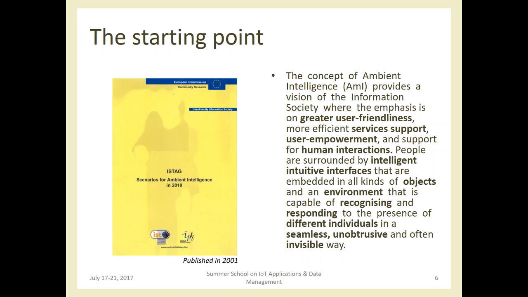Because this intuitive interface should be embedded in all kinds of objects, and not just some kinds of objects. They didn't have the name Internet of Things at the time, but basically they are describing that. They are describing something more than the Internet of Things. We saw that in the IoT definition, objects do have connectivity, do have addressing capability, can exchange data. Here, what they say is that objects can also offer user interaction. Objects can be the elements of user interaction. Objects are used, touched by the user, can collect data from the user, can provide information to the user. So it's not just a device that does some technical function, but it's also a device that does some interface function. And we should have an environment, this room, for example, that is capable of recognizing and responding to the presence of different individuals in a seamless, unobtrusive, and often invisible way.